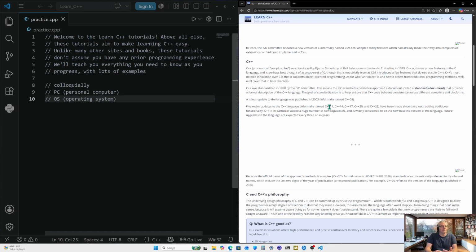C++ was standardized in 1998 by the ISO, which I'm pretty sure is still around now, and I believe they are the ones that keep C++ up to date or kind of control what's in the language and what's not. And that's just the standard.